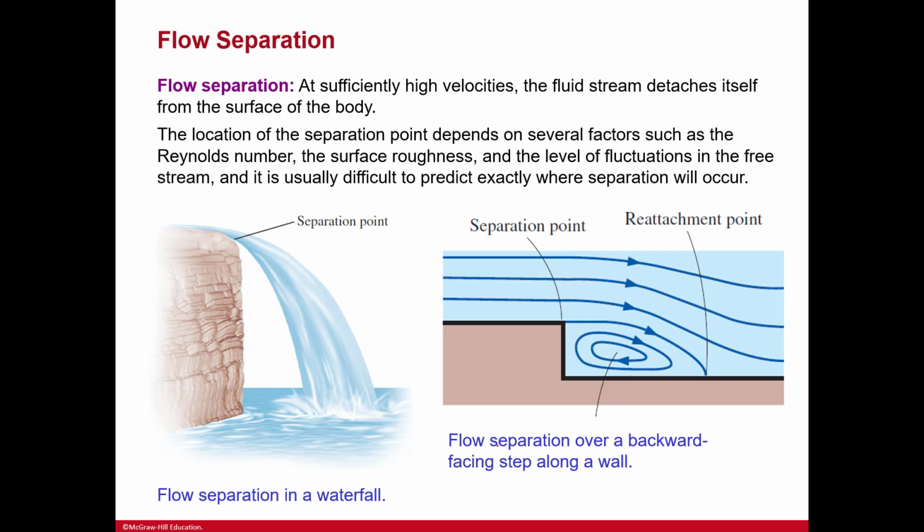So here, what is that flow separation that we just talked about? At sufficiently high velocities, the fluid stream detaches itself from the surface of the body. So here you see that separation point. And again, you see the separation point, and then its reattachment point. So you see it's detaching and then reattaching here. And then flow separation over a backward facing step along a wall. Okay.